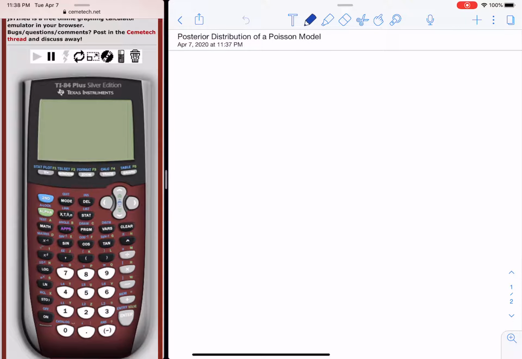This lecture is on the posterior distribution of a Poisson model or a Poisson distribution. So before we start, we have to know what a Poisson distribution is. Just like a binomial distribution, a Poisson distribution is a discrete distribution, and it is typically used for count-type data.